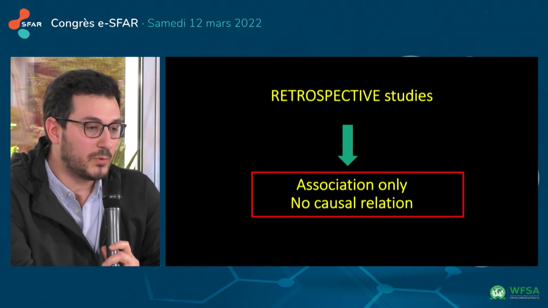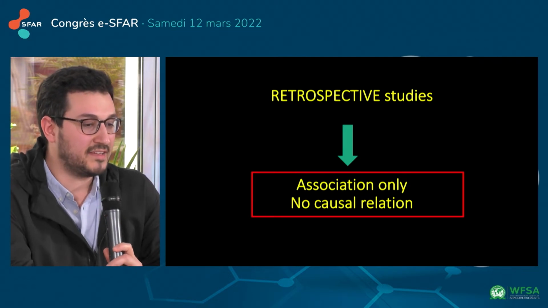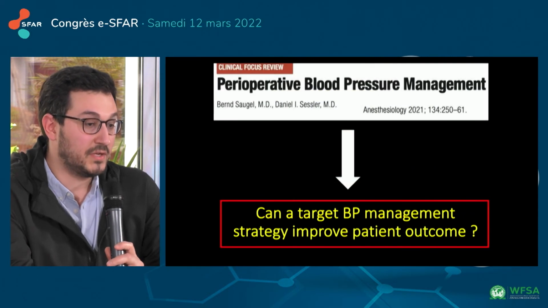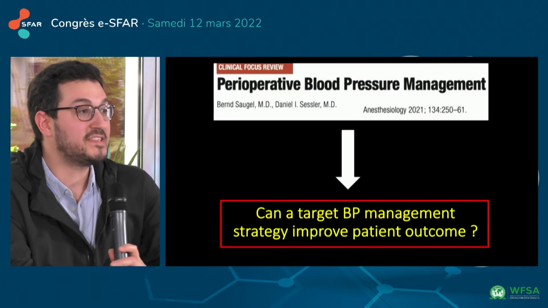So all these studies were retrospective and can just assess an association, but of course there is no causal relation. But the question I have is, what is the optimal blood pressure?